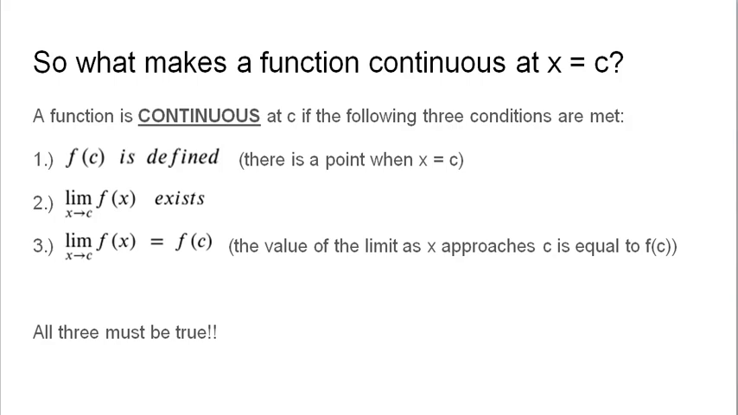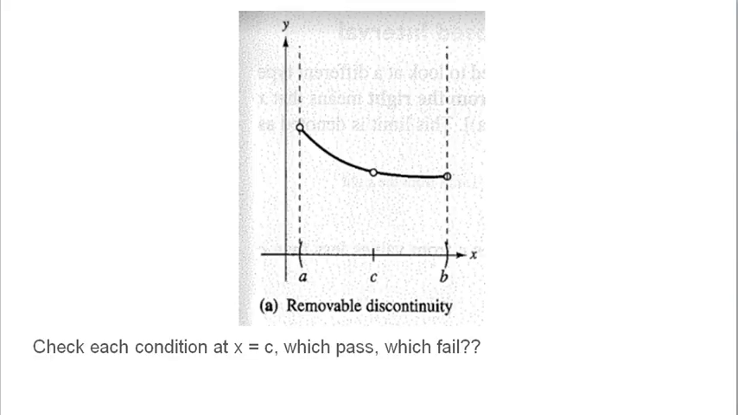So whatever happens when I plug C into the function must be equal to the limit as I approach that function. If those two numbers are equal, then I do exist. All three of these must be true. So let's look at this example that we saw earlier.